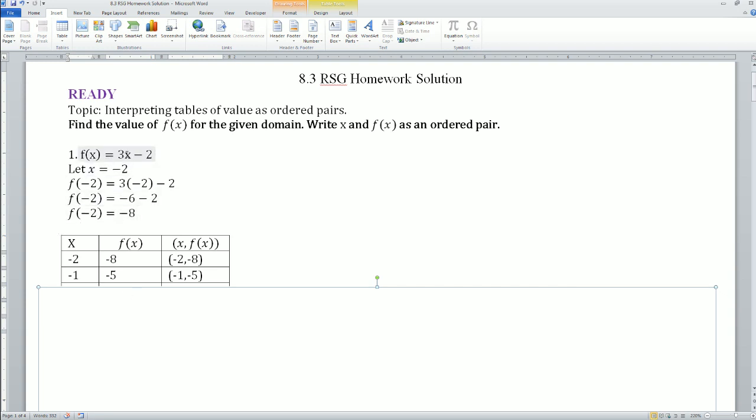Again, the process is repeated with -1. You plug in -1 here for x. 3 times -1 was -3, minus 2 would be -5, right? So the ordered pair here would be -1 comma -5.